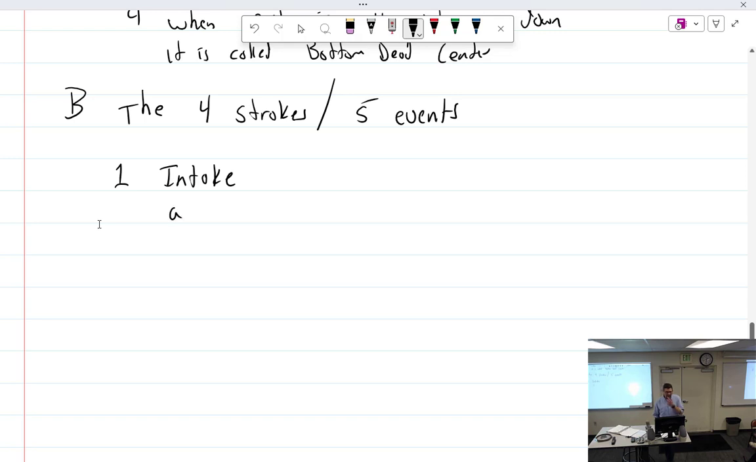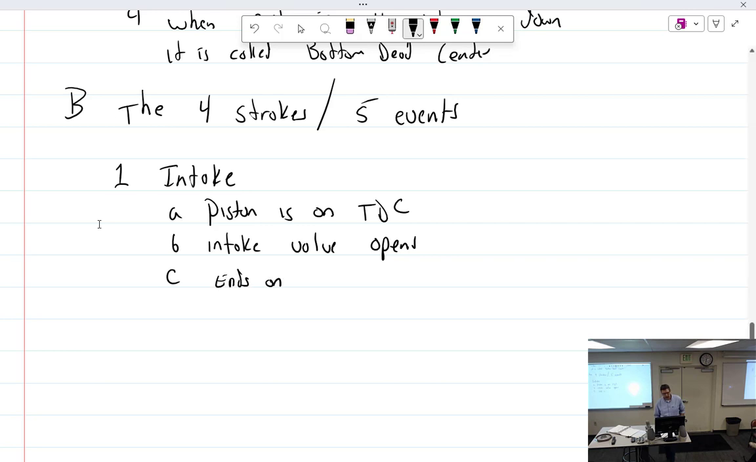And the piston for intake is where when it starts? So the piston is on top dead center. And the intake valve has to open. There are two valves, the intake valve and the exhaust valve. So the intake valve opens. And when does the intake stroke stop? It ends on bottom dead center. I shouldn't say intake valve opens. I should say the intake valve is open, in the way I'm writing this.